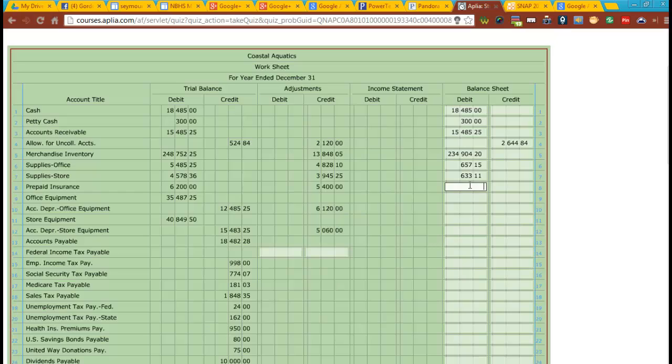Thank you, Katrina. Same thing for prepaid insurance. Take $6,200, subtract $5,400, get $800 as a debit. Office equipment, you just transfer your number over, $35,487.25. Now, accumulated depreciation office equipment is a contra account to our office equipment, so therefore I'm going to need a credit balance, and I need to add my two credits together. $12,485.25 plus $6,120, I get $18,605.25.